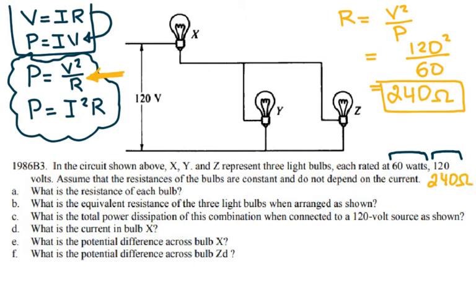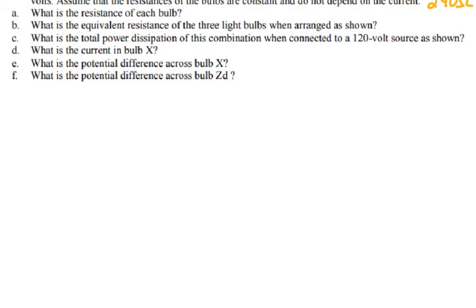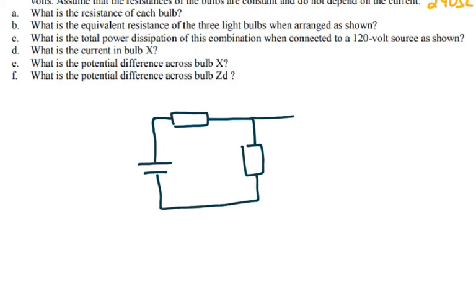For the next one, what is the equivalent resistance of the 3 light bulbs when arranged in the circuit shown? I'm going to redraw this circuit. For the bulbs, I'm going to use resistors. Then I have the power supply, then one resistor, which is another bulb, and then I have another one parallel to it. I'm going to call this point and that point A and B.